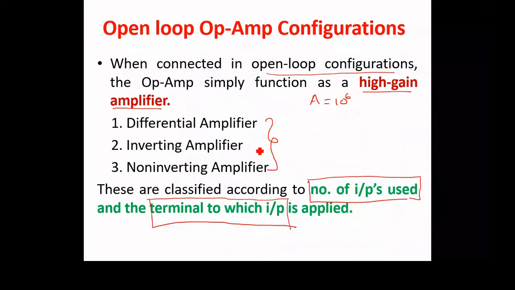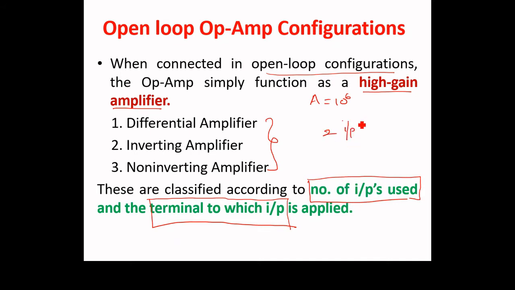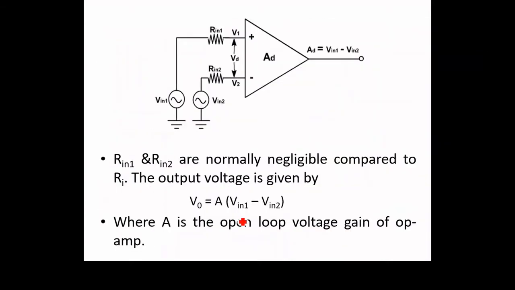So these three configurations, or these three amplifiers, we differentiate based on the number of inputs used, because we have a total of two inputs. Only for the differential amplifier we will use the two inputs. For inverting and non-inverting, we will use only one input. And the inverting and non-inverting amplifiers are differentiated by which terminal the input is applied to. Based on this, we are going to classify the open loop configuration. We will look into them one by one.